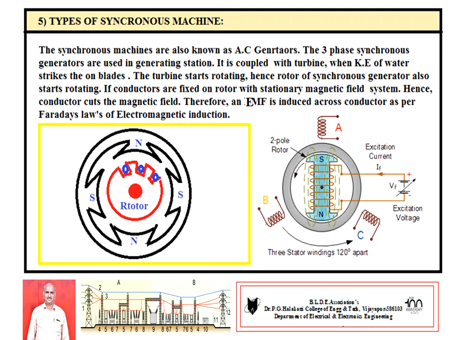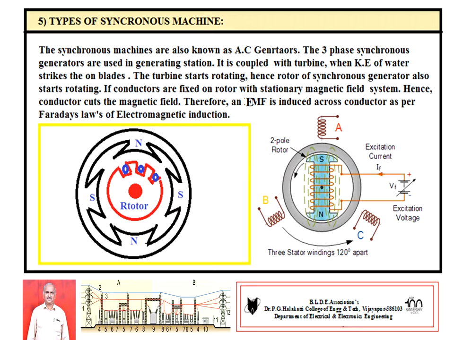Salient pole machines are used for low and medium speed applications. These have excessive winding loss if they are driven at high speed. Such types of alternators are referred to as hydroelectric alternators. These are coupled with hydraulic turbines.